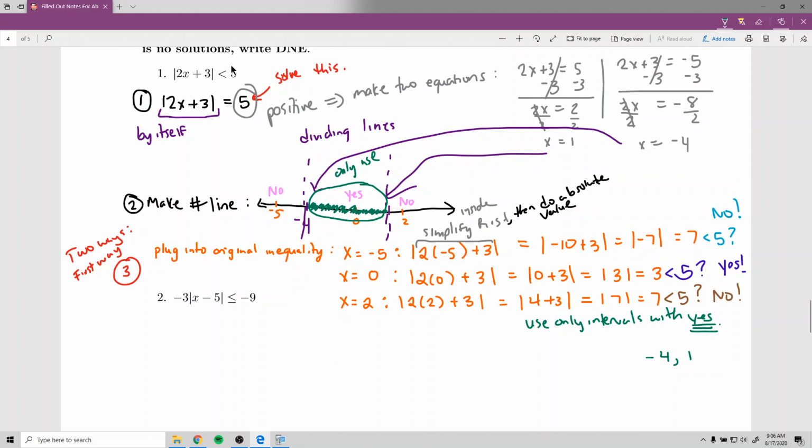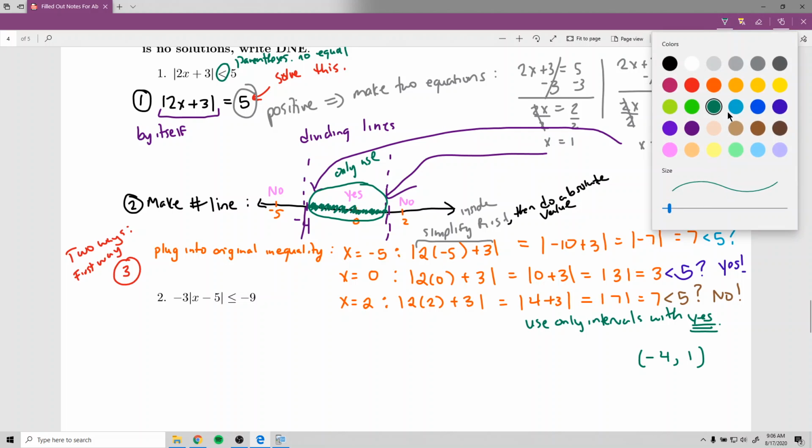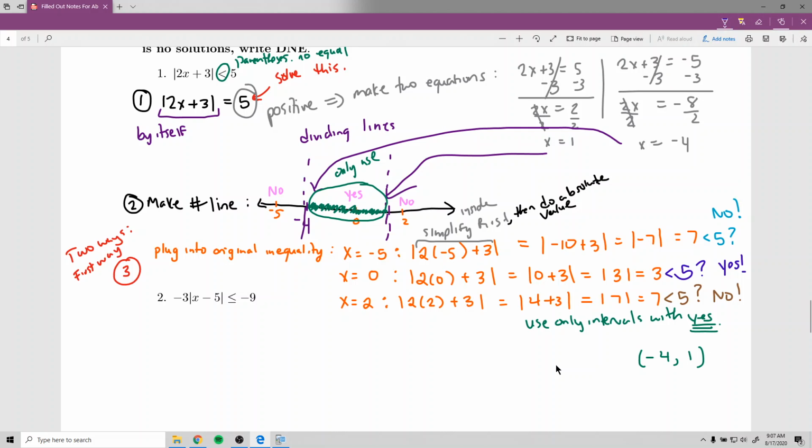And then the last thing, anytime you use interval notation when you're solving an inequality, you ask yourself, do I use a parentheses or a bracket? And here, we're going to use parentheses because there's no equal part. So we've got parentheses, the interval -4 to 1. And that's our final answer.